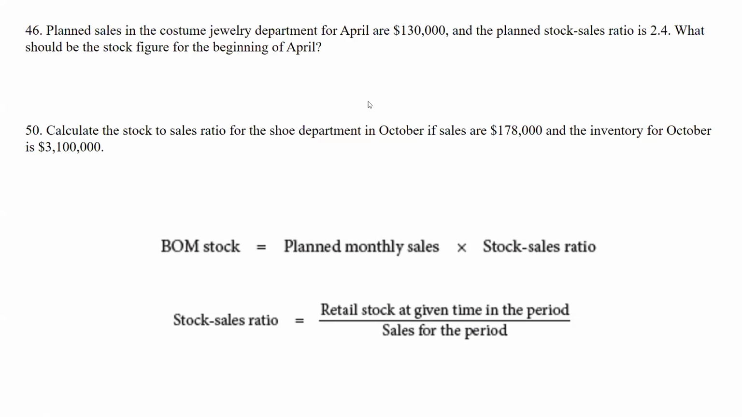So you can use one of these, the first one, the planned monthly sales times your stock to sales ratio. Very simple, just multiplying 130,000 times 2.4.